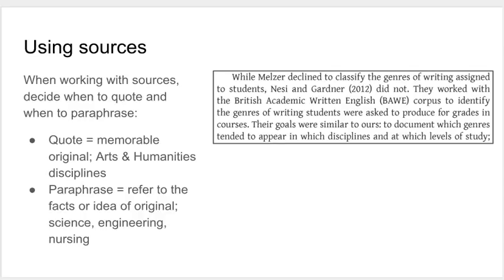Arts and humanities disciplines use this quite a bit, and you can see from the example that's not a quote, that's a summary or a paraphrase. So in a paraphrase, you refer to the facts or idea of the original. This dominates the kind of writing you'll see in science, engineering, and nursing.